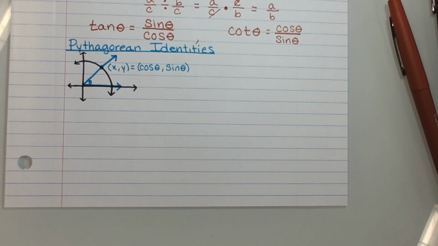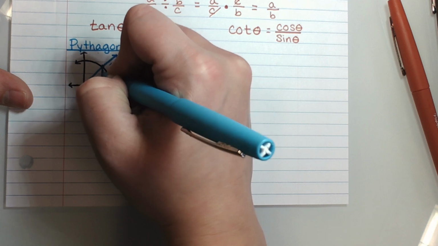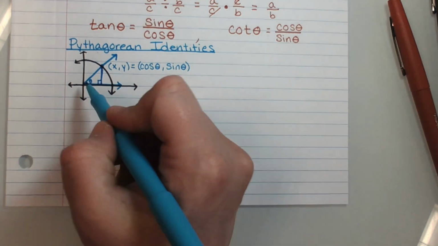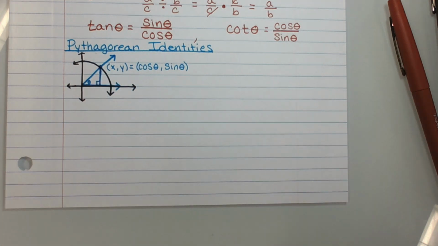A squared plus b squared equals c squared only applies to what? Right triangles. There should be a right triangle going on here. Ta-da, there's my right triangle. On this right triangle, I know its hypotenuse because the hypotenuse is the distance from the origin to the unit circle.